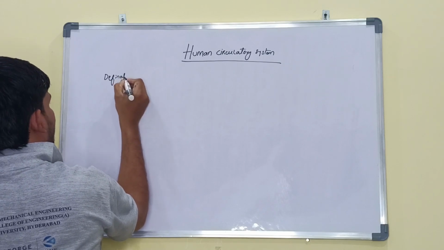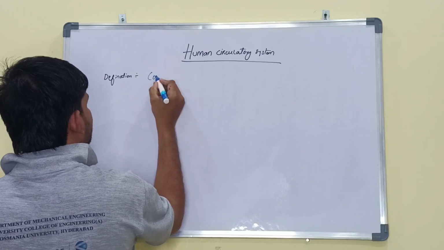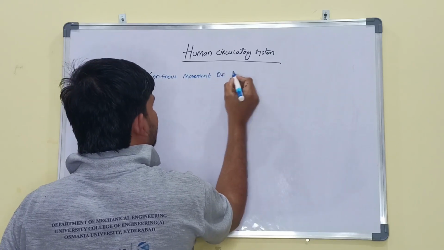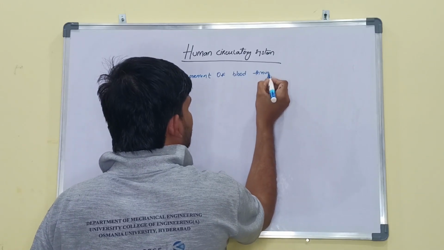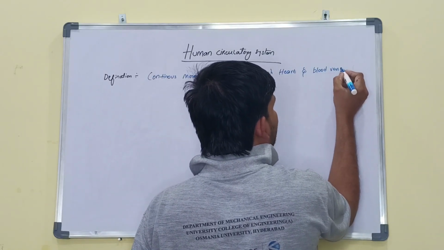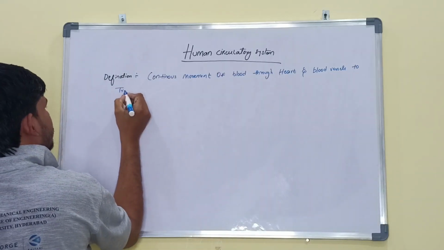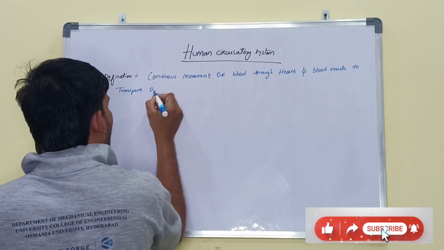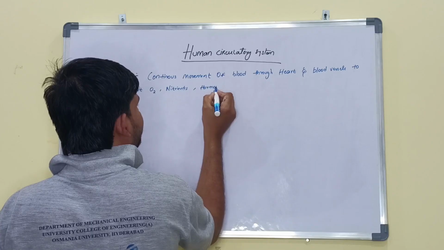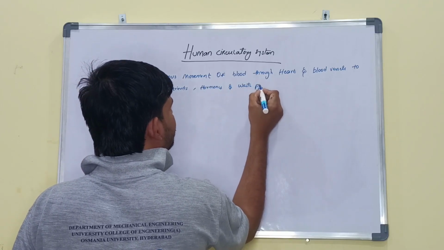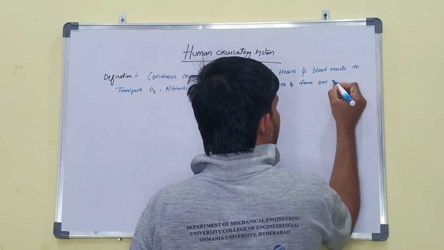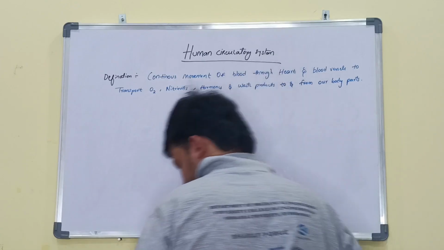Definition. Continuous movement of blood through heart and blood vessels to transport oxygen, nutrients, hormones, and waste products to and from our body parts.